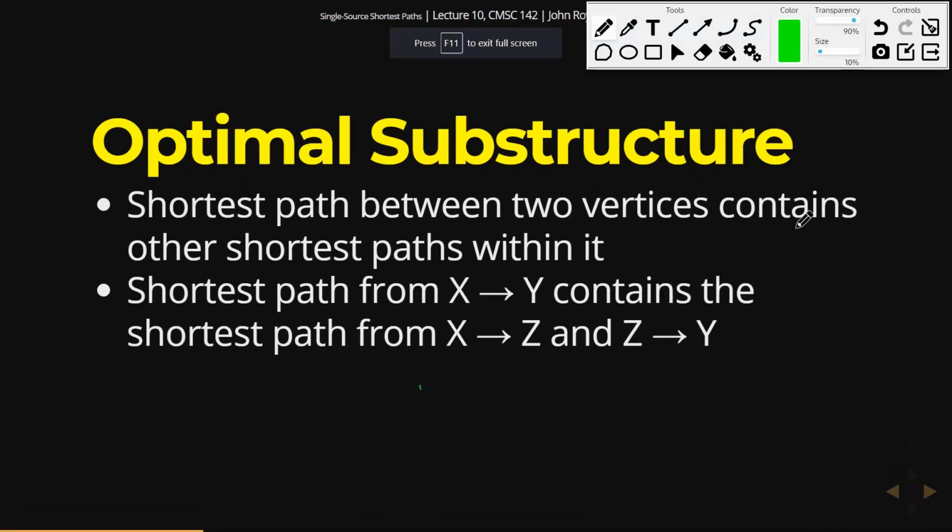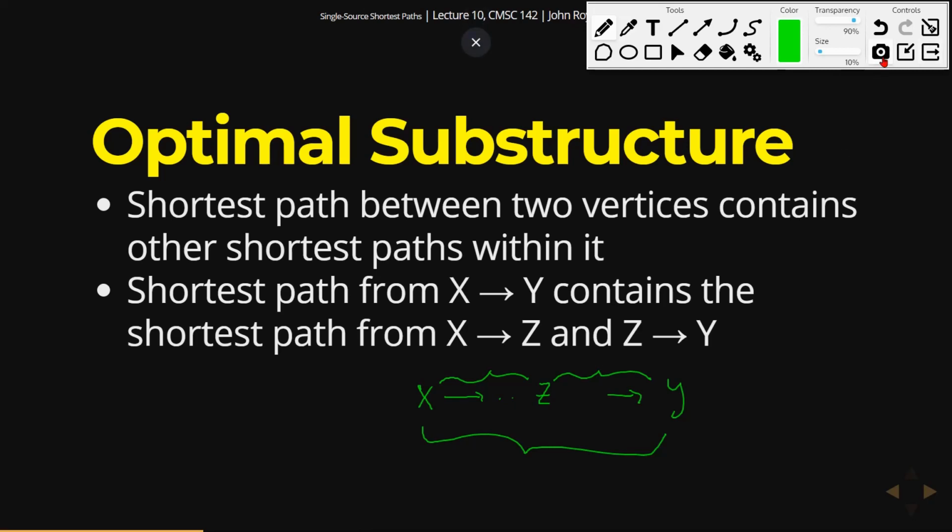if you were taking the shortest path from x going to y, and then somewhere along the road it passes through z, this shortest path will also contain the shortest path from x to z and z to y. Because otherwise, if there was a better path going from x to z, then that would have been the path that you would take to get the shortest path from x to y, right? So for this to be optimal, the subparts also have to be optimal.